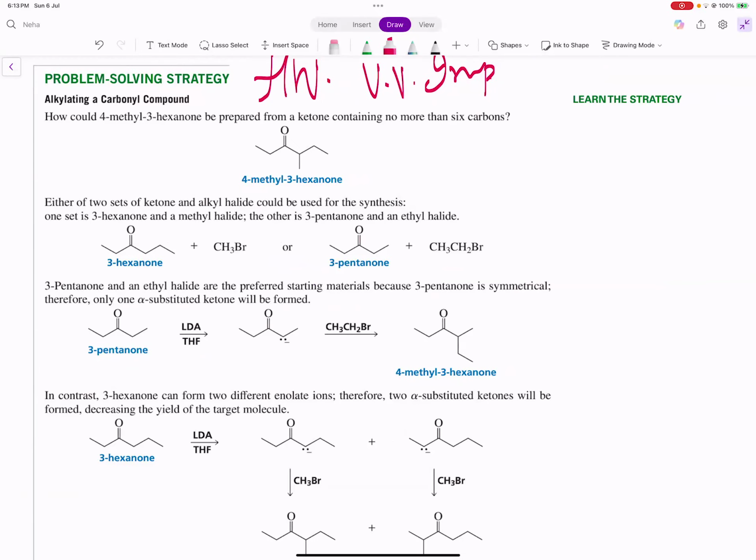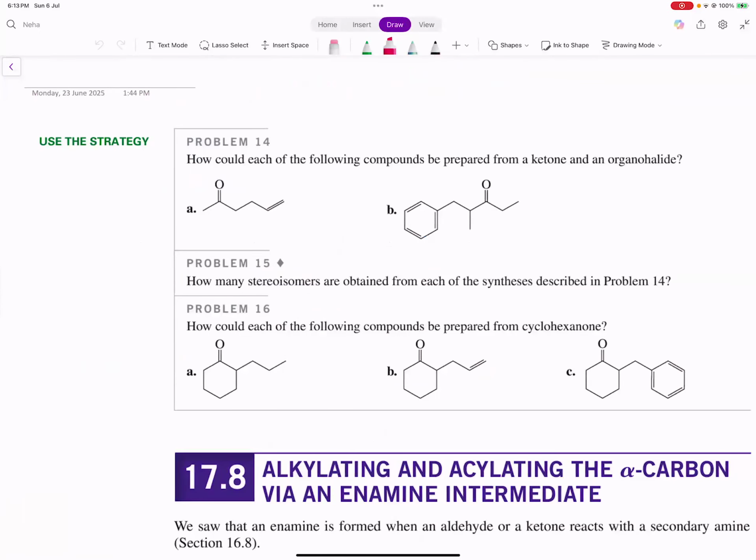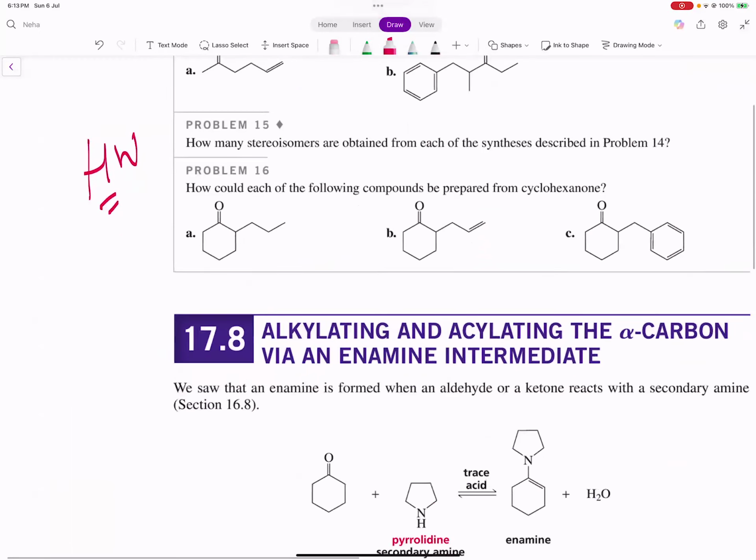LDA, and then we use that. This again, ketone and organohalide. Again, this is homework. This is homework. From cyclohexanone, we have to make this, okay?